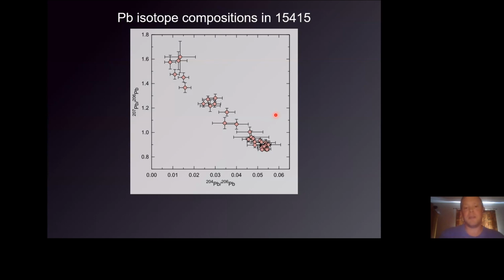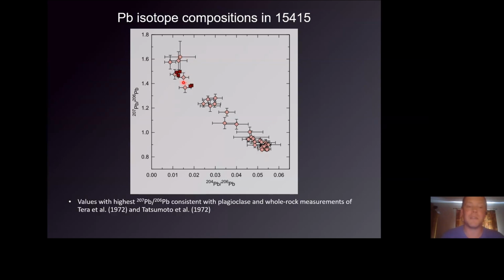So what does this mean to people who aren't used to looking at lead isotope plots? Well, there's some old data for the same sample. This is from whole rock and plagioclase separates. And you can see that everything ends up on the top left-hand side here. And I will focus a bit more on that. But just to begin with, on the bottom right-hand side of this trend, I should draw your attention to the fact that where this blue cross is, that is modern terrestrial lead.